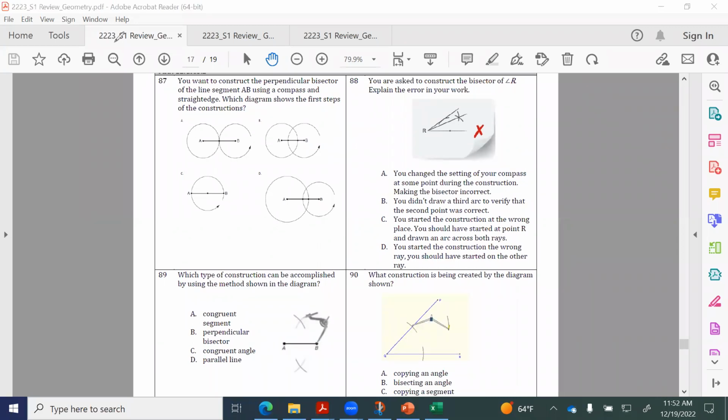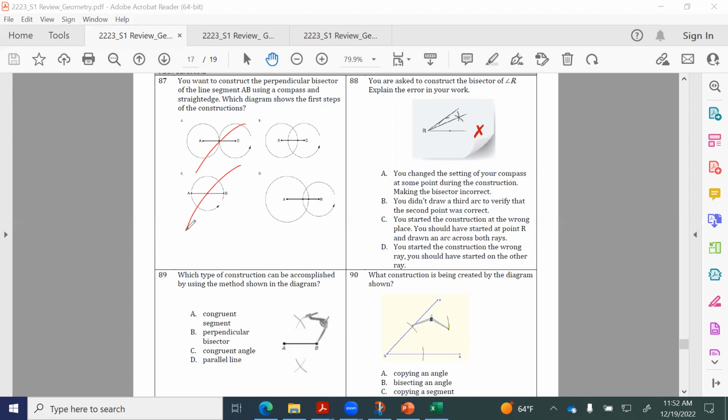87 says you want to construct the perpendicular bisector of a line segment using a compass and a straight edge. Which diagram shows the first steps of the construction? So we have line AB drawn every single time here. And remember, when we did the perpendicular bisector, you had to make an arc, the same arc from each of those points. What had to happen to those arcs? They had to overlap. So on here, are these overlapping? No, they're intersecting at one point. That doesn't work. Here we only have one circle. That doesn't work. On this one, here we have overlapping circles. Here we also have overlapping circles.